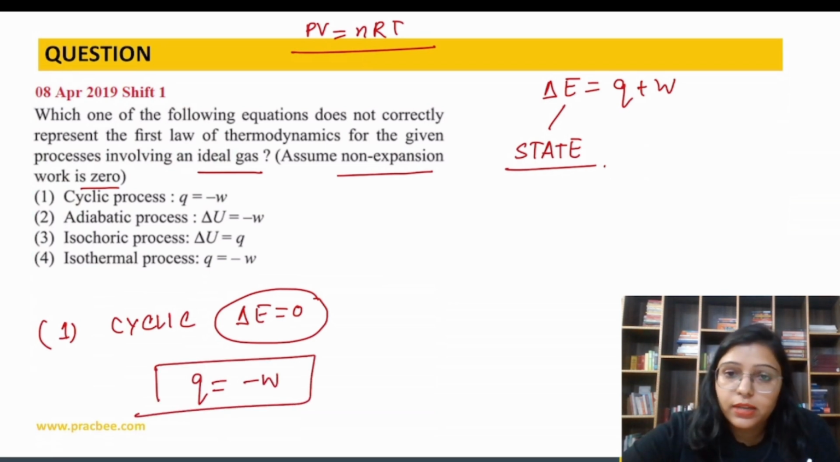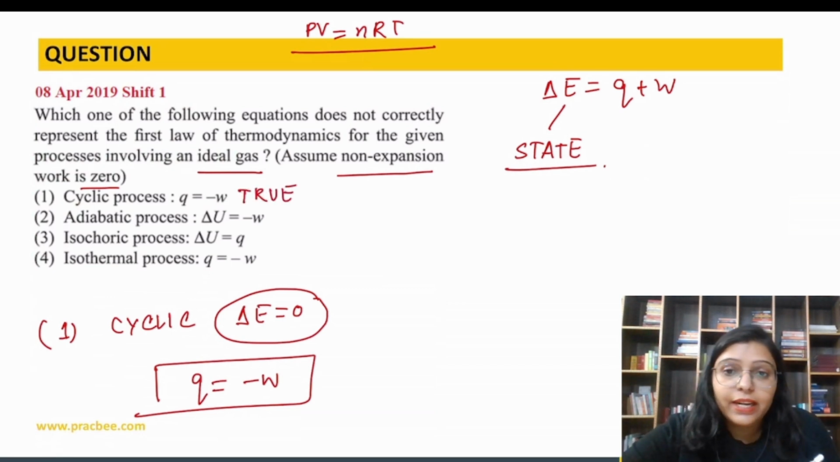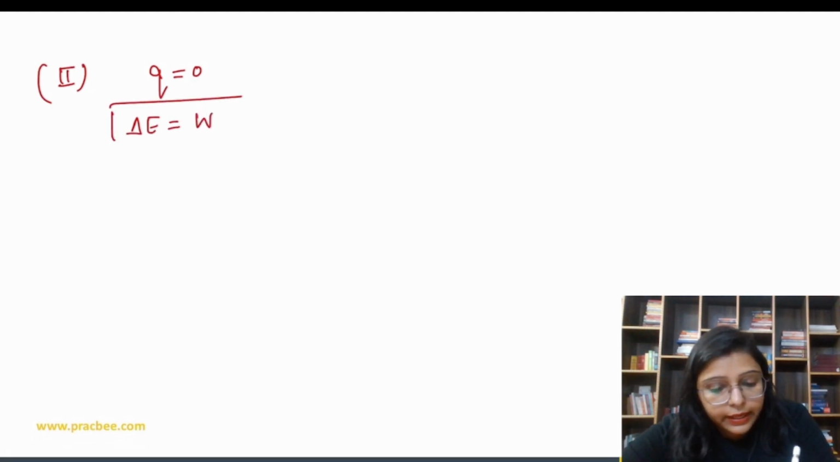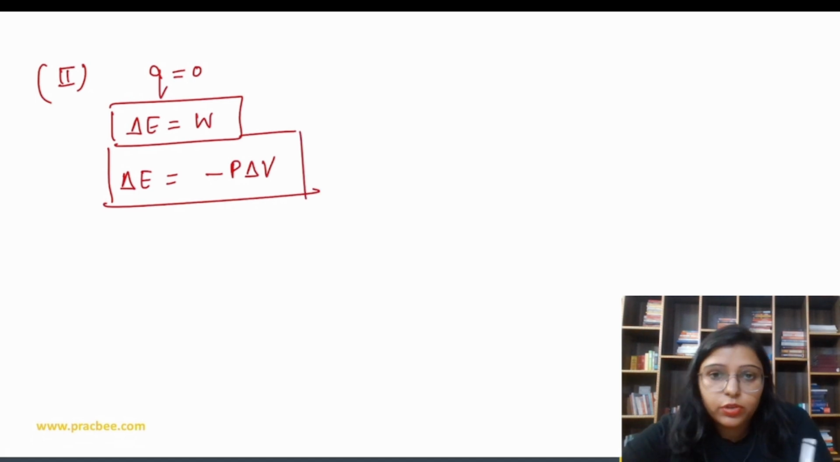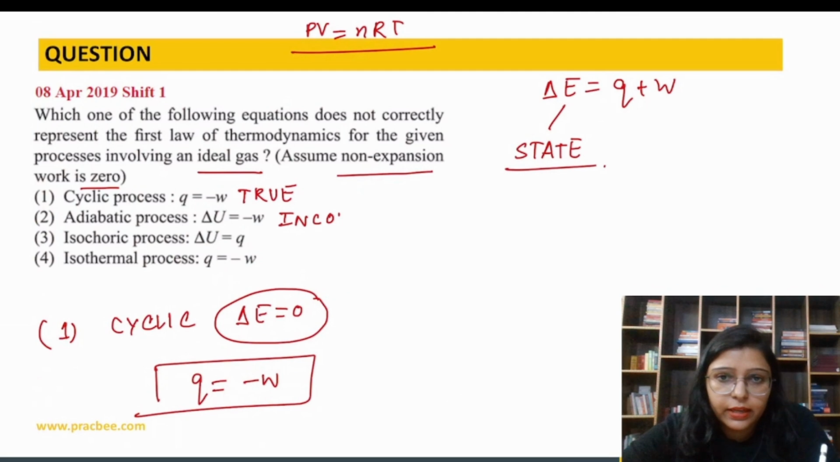Q is equal to minus W. So this is going to be true. Now second, we have the adiabatic process. For an adiabatic process, Q is equal to 0. So if Q is equal to 0, we can say delta E is equal to W. And W we can write as minus P delta V, right? Because W is equal to minus P delta V. So here it is written delta U is equal to minus W. No, this is incorrect.